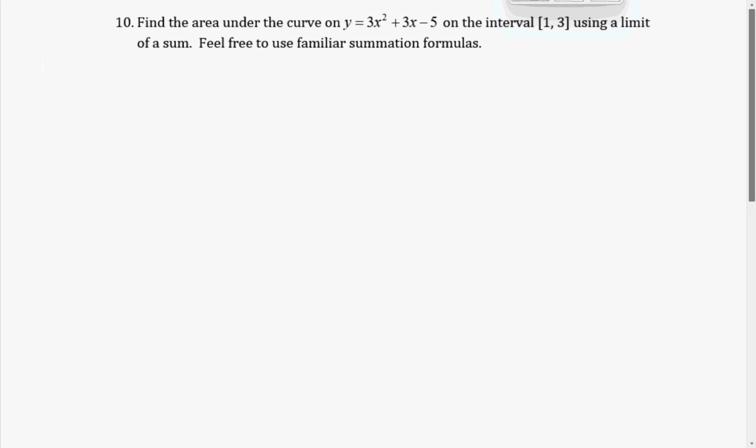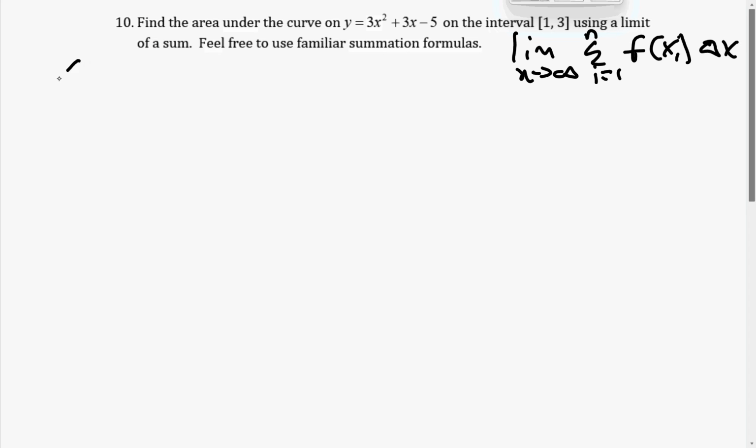All right, last one here. Working with finding the area under the curve of this function from 1 to 3, use the limit of a sum. Feel free to use familiar summation formulas. Feel free means go ahead and do it. Okay, so this is where we're going to use the limit as n goes to infinity. So what was this? 4.2 section. And then the sum i equals 1 to n of this function f of xi times dx, right? Or I guess it would be change in x, right?